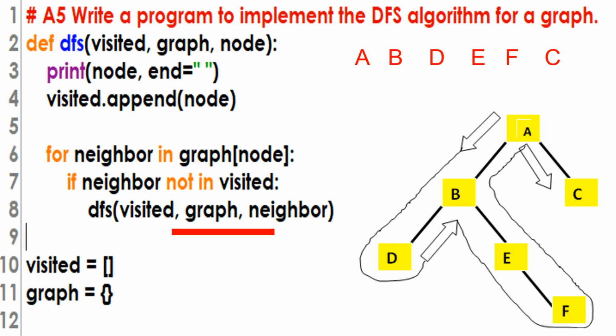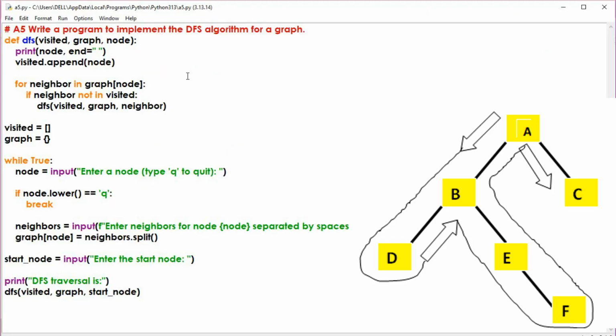Final output, DFS traversal is A, B, D, E, F, C. Remember the points: recursion, the function calls itself to go deeper. Backtracking is for when there are no more unvisited neighbors. The function returns to the previous node and continues from there. This is the concept of the DFS. Let's check our output for the DFS algorithm for graph.